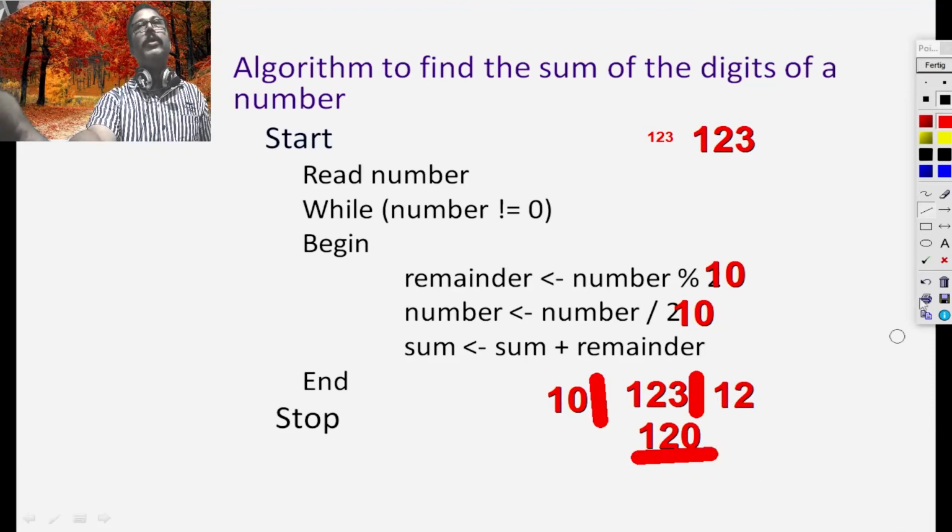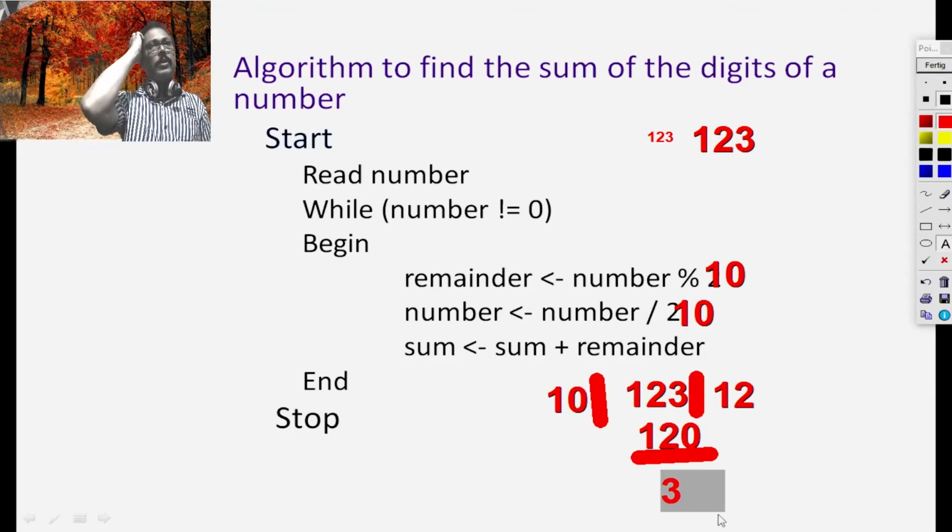So there is 3. Now what is happening? By using the remainder operator, by dividing by 10, I'm getting the remainder. So I'm getting 3. I'm getting the quotient also. Because I'm getting the remainder, I can add it, and I can proceed further.